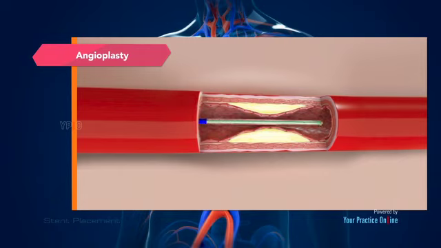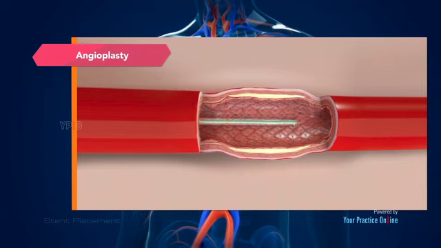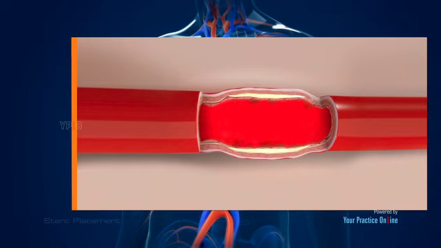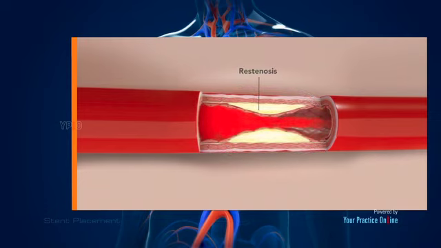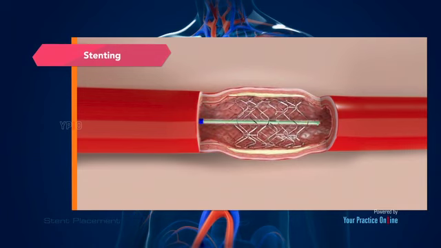Angioplasty is a procedure to open blocked or narrowed arteries that supply blood to the heart. After your blocked arteries are treated with angioplasty, there is a possibility of them becoming blocked again, restenosis. Stenting helps keep the arteries open and decreases the chance of narrowing or blockage again.